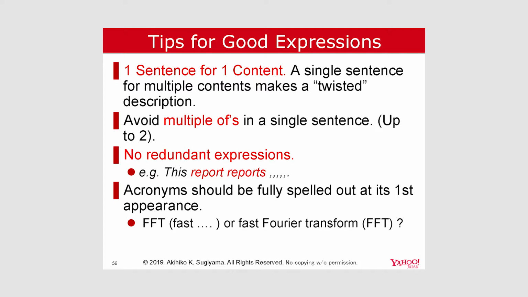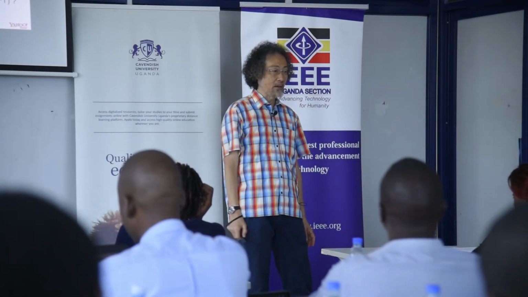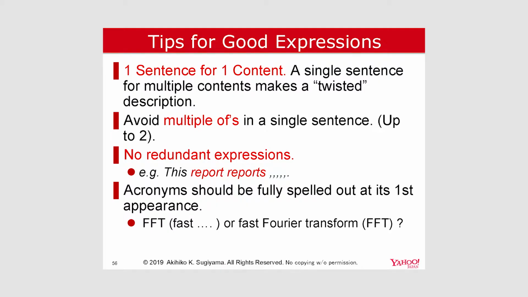But in that case, a problem or question may arise. Actually, this is my question. When I was in my late 20s, I was taking a technical writing course. I asked the instructor: which way should I use? FFT, that's the acronym here, followed by the full spelling in parentheses, or first show the full spelling followed by the acronym in parentheses? Which is correct? Which do you think is correct?